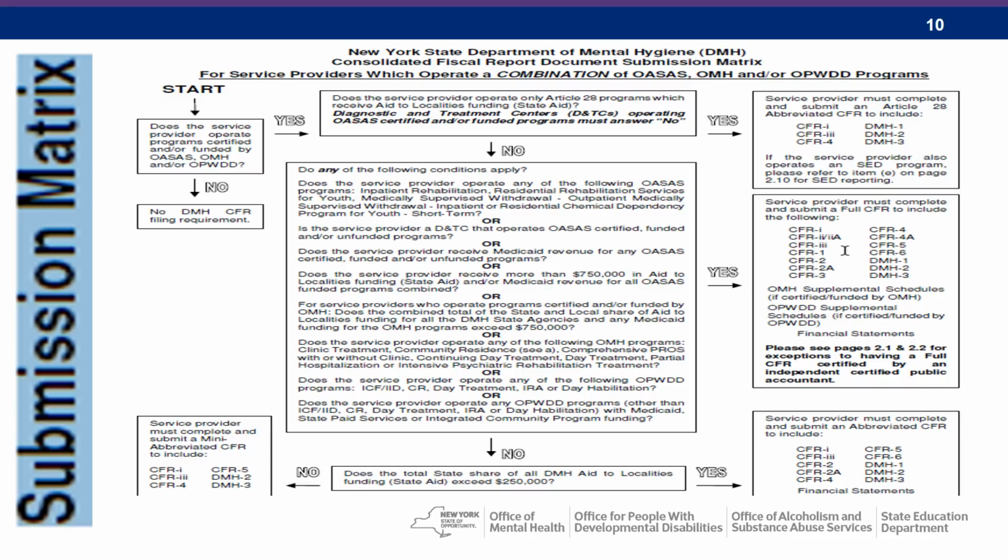This is the submission matrix from Section 2 of the manual. There is a general matrix and agency-specific matrices. Select the appropriate matrix for your agency and answer a series of yes or no questions to determine the correct submission type for your agency and other filing requirements. Note, for the purposes of determining your CFR type, Medicaid managed care is considered to be Medicaid.